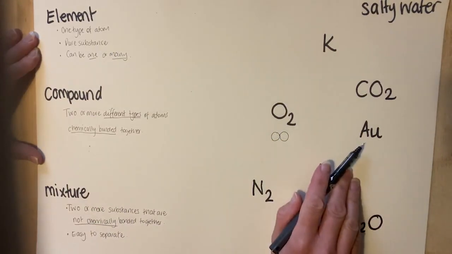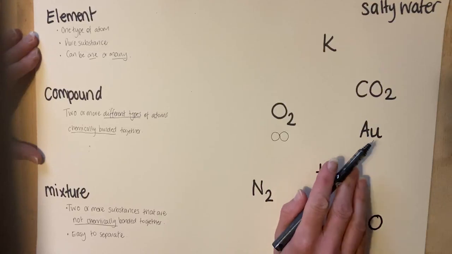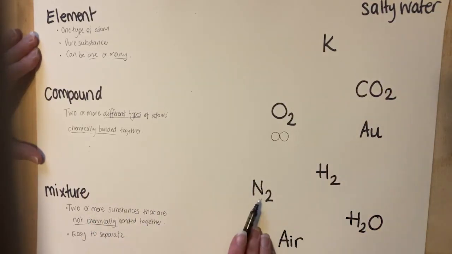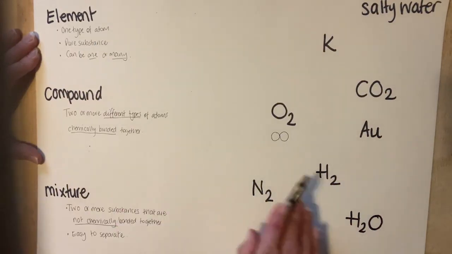Au, okay, and we know what Au is? It's an element called gold. It's only gold there, that's also going to be an element. Nitrogen, again, this subscript number 2 tells us there are two nitrogens and then two of them are chemically bonded together, but there's only one type, so again, it's going to be our element.